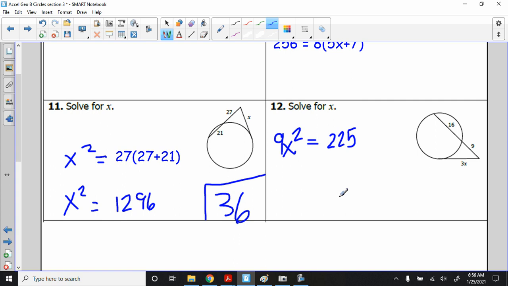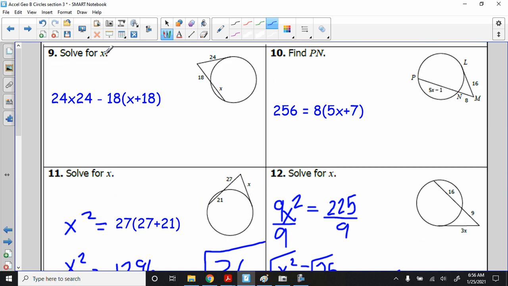All right, so I'm going to divide by 9. So I'm going to get this x squared by itself, divide by 9. That's how you'd solve that. And then take the square root to finish her off. And we are done. That answer would be 5.